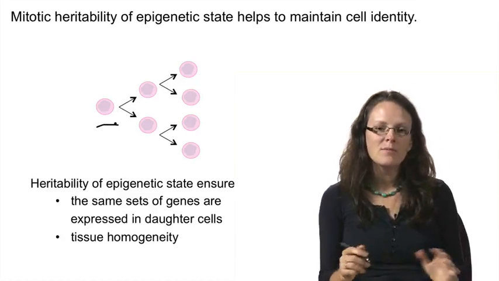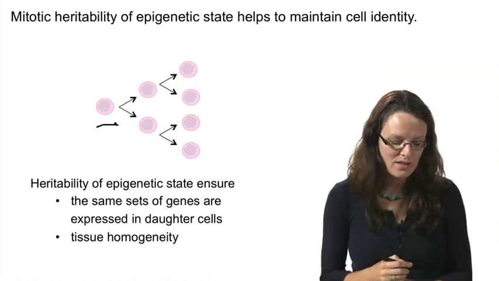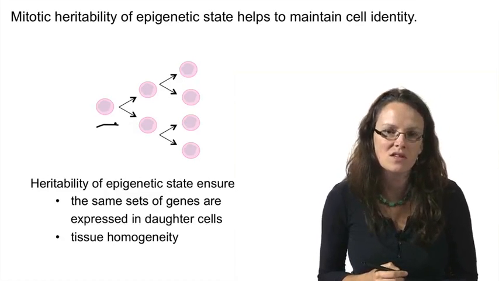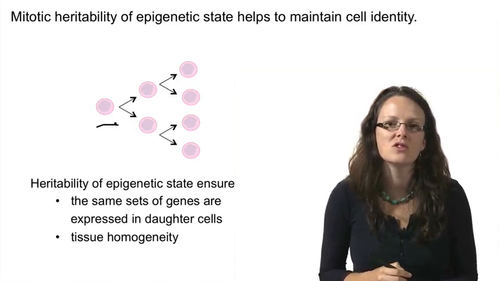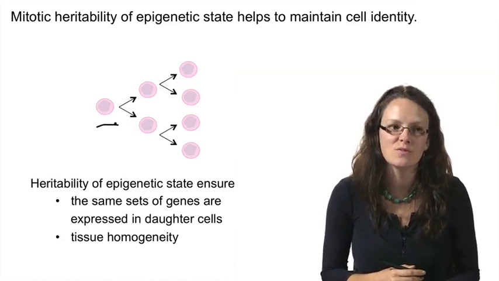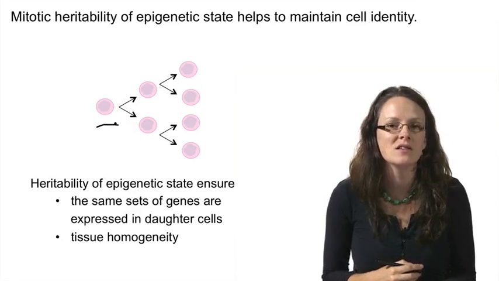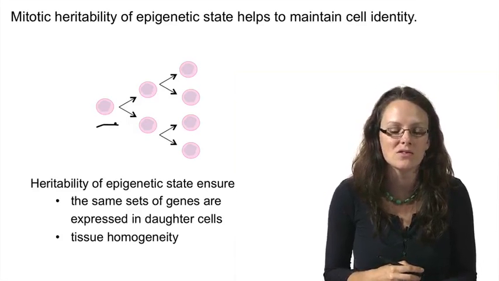So this epigenetic heritability, the mitotic heritability, means that the same sets of genes will be expressed in the daughter cells, as I just said, but also ensures tissue homogeneity. So if you think of a liver cell, when it divides, it should produce more liver cells so that we have a liver that is homogeneous and is always made up of liver cells and nothing else.